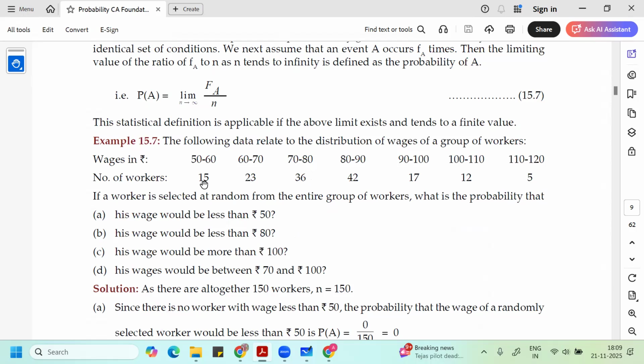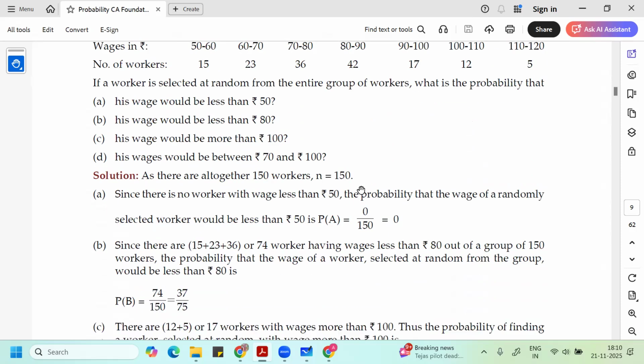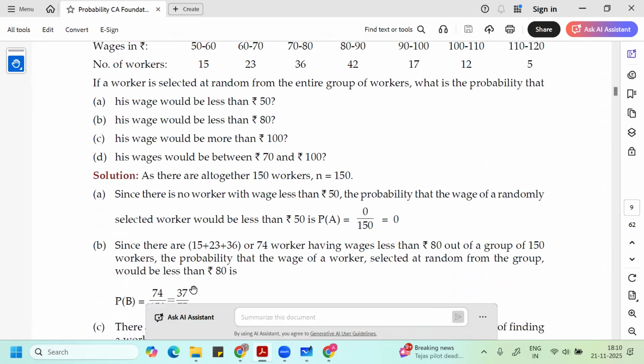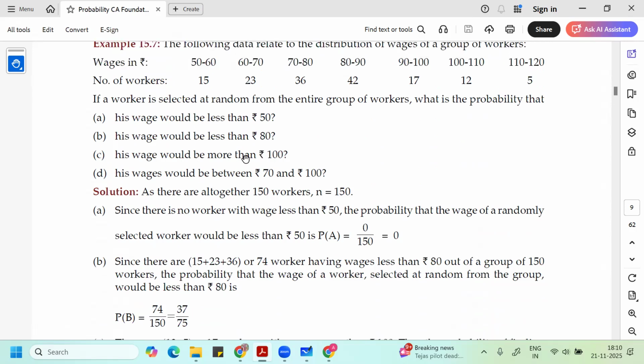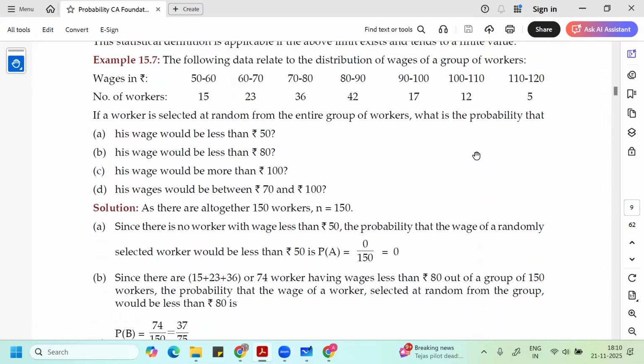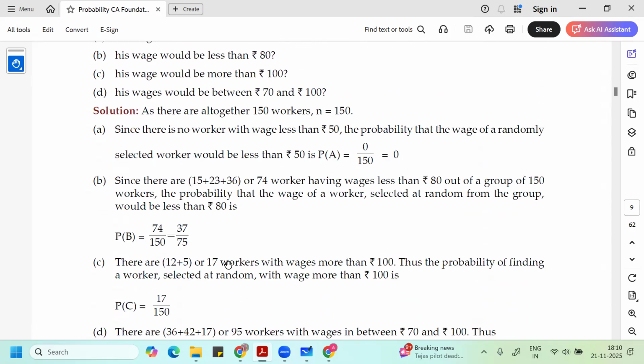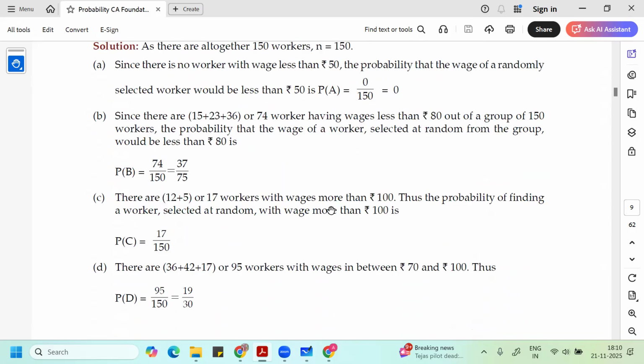Less than 80 means 50 to 60, 60 to 70, 70 to 80. 15 plus 23 would be 38. 38 plus 36 is 74. 74 by total. Total is 150. 74 by 150 is the answer. And I hope you are getting it. His wage is more than 100, which means 12. 12 plus 5, 17 by 150.